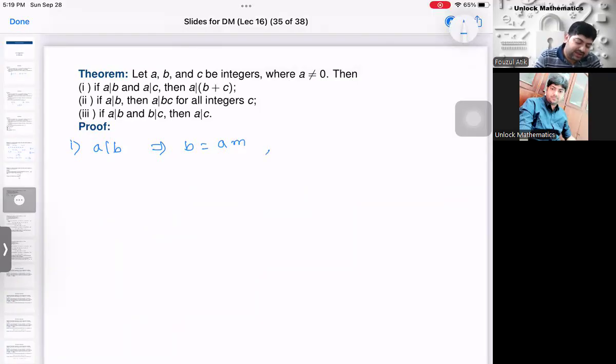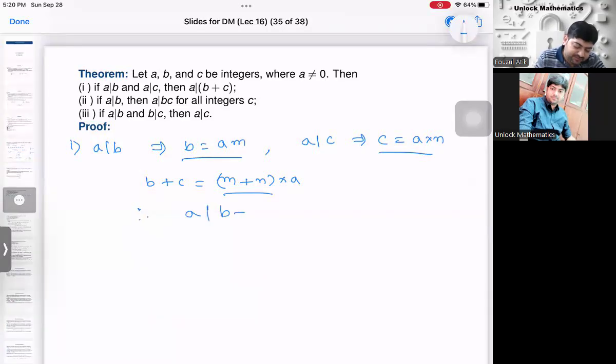Right? Again, I have a divides c. What will it imply? It will imply c must be written as a into another integer, a into n. You have to prove that a divides b plus c. How to prove that? Just add these two values. So b plus c is equal to a times m plus n. What does it mean? That b plus c is a multiple of a because m plus n is an integer. Therefore, a must divide b plus c. Proof is done. So the first part is done. Very easily.